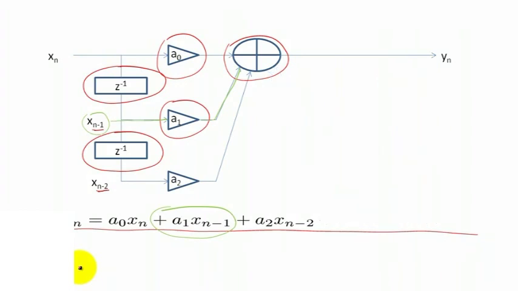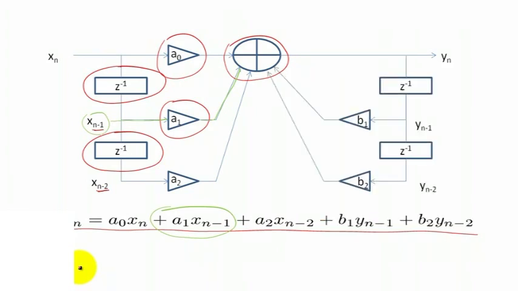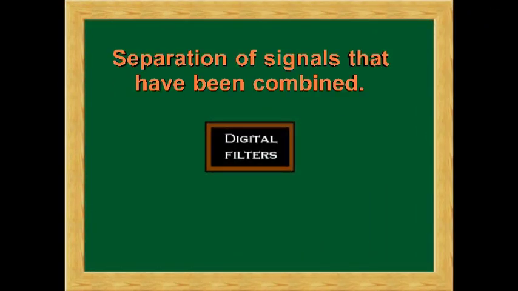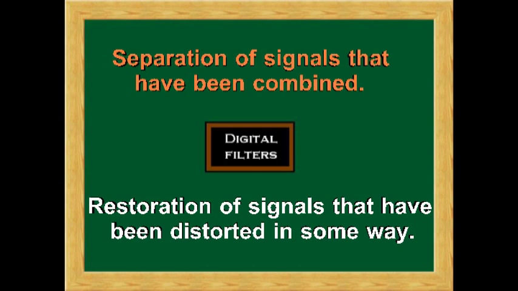When there is no feedback loop, we say that the filter is non-recursive and has finite impulse response. When there is a feedback loop, we say that the filter is recursive or has infinite impulse response. Digital filters are used for two general purposes: the separation of signals that have been combined, and the restoration of signals that have been distorted in some way.